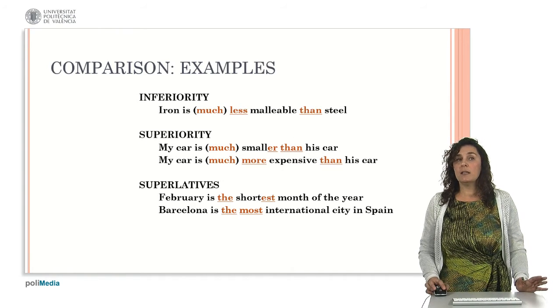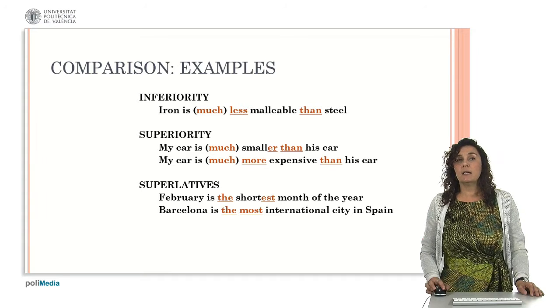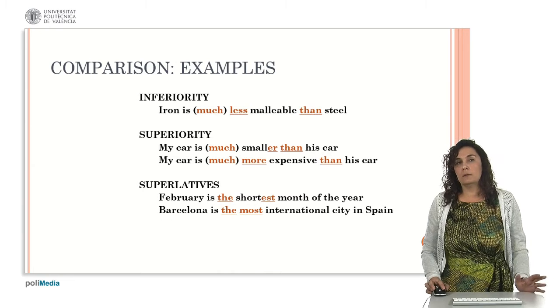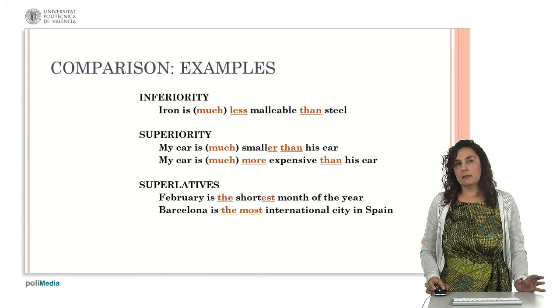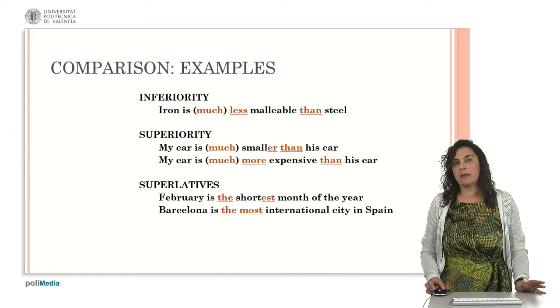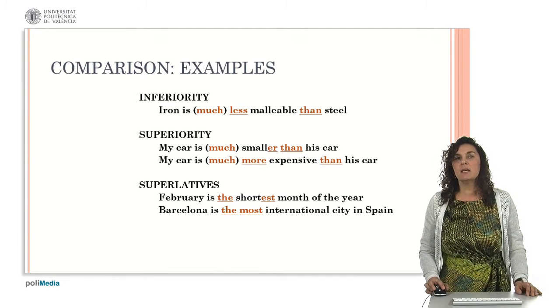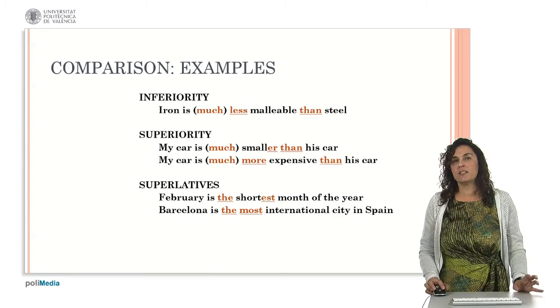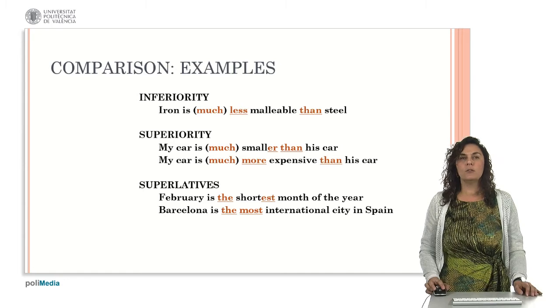For example, inferiority. Here you have an example: iron is less malleable than steel. You can also say much less malleable or whatever, but iron is less malleable, right? Superiority: my car is smaller than his car, or my car is more expensive than his car. Or you can also use much more expensive, because we want to emphasize this comparison. This is an optional word that you can use, right?